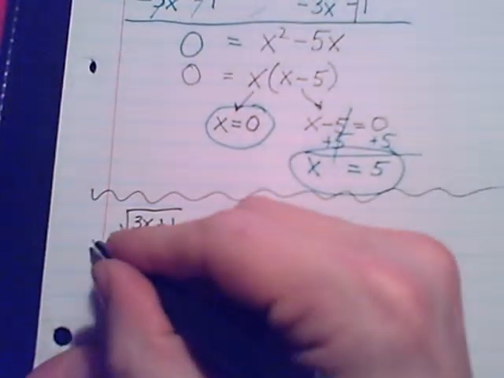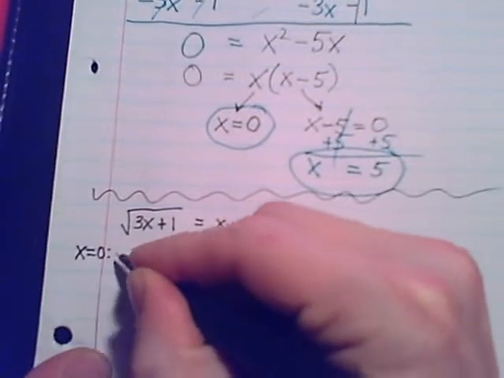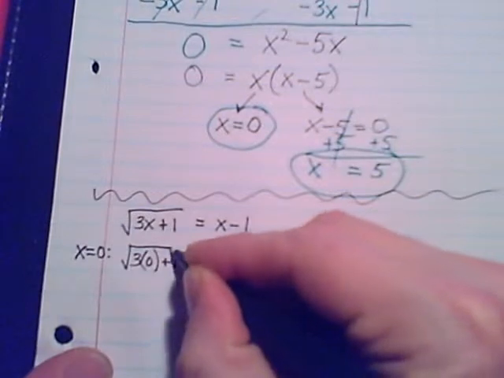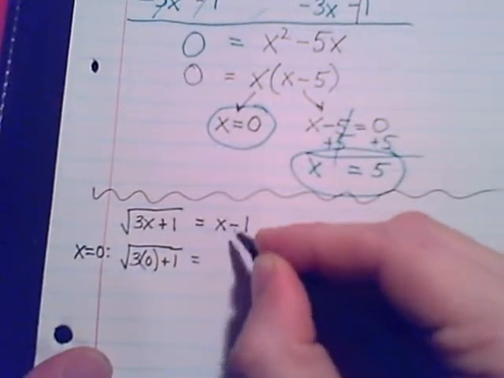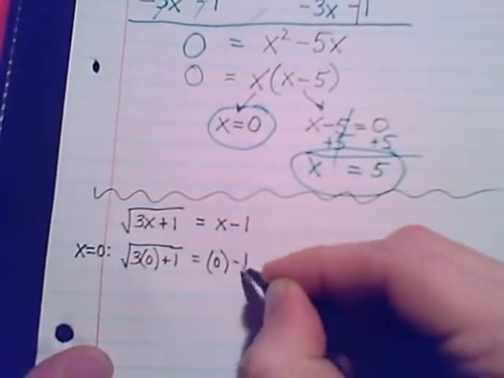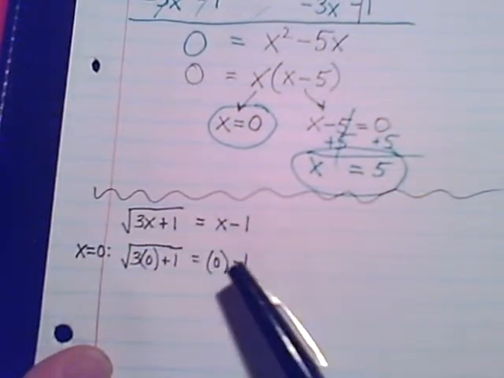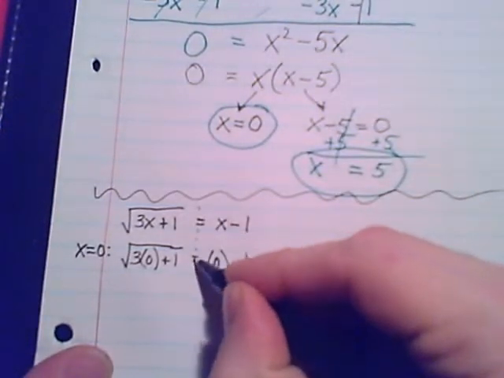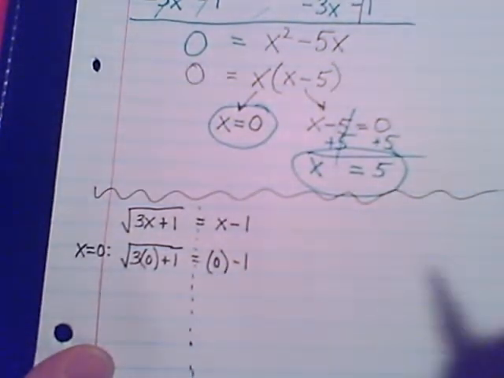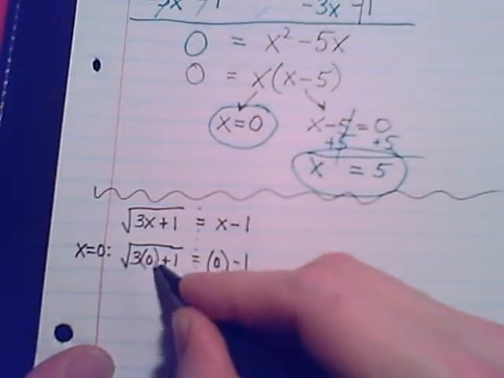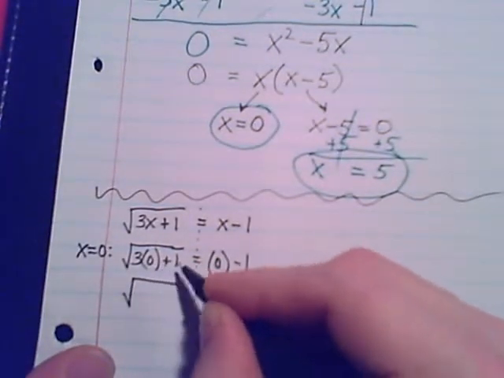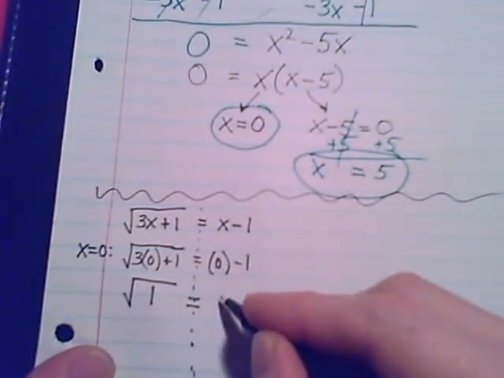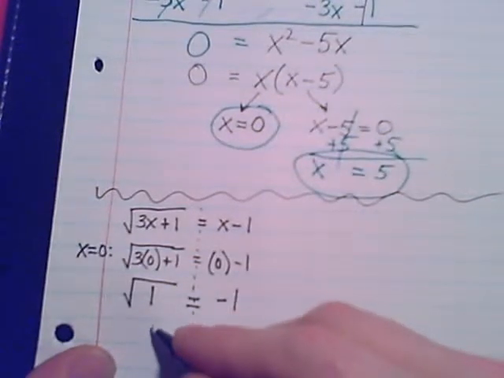Now let's check 0 first. 3 times 0 plus 1 should equal 0 minus 1. And when we're checking, we're replacing our solution in all the x's. So it's in the radical, and it's also for that x right there. And I'm working left side and right side to see if they match up. Inside this radical, 3 times 0 is 0, and 0 plus 1 is 1. How about the right side? 0 minus 1 is negative 1. We have a problem.